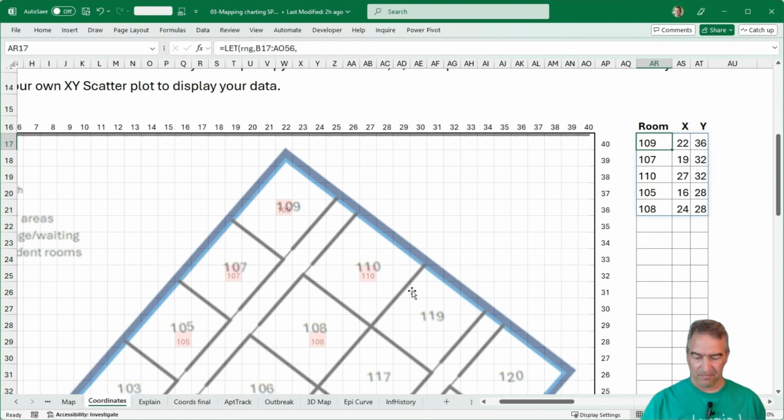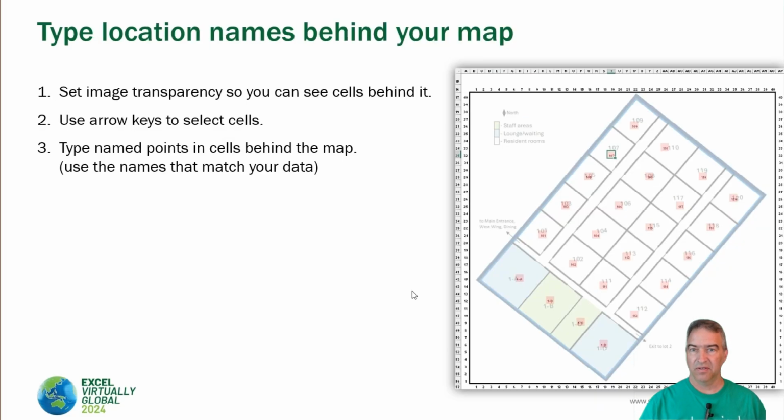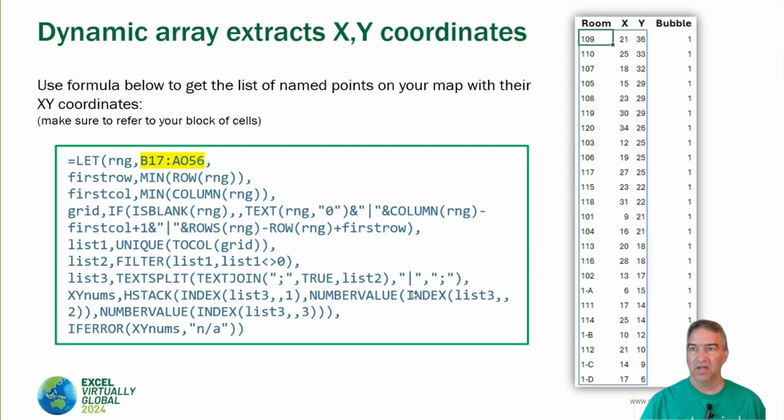So how do we do that? Let me switch back into PowerPoint and show how that's done. This I talked about: just typing in the names of the rooms behind the map. And the magic happens because of dynamic arrays. So here I have a dynamic array formula, and you're free to use this. Basically, this just takes the range that you put in, which is the range of the grid that you set up, and it pulls out all the room numbers and the XY coordinates.